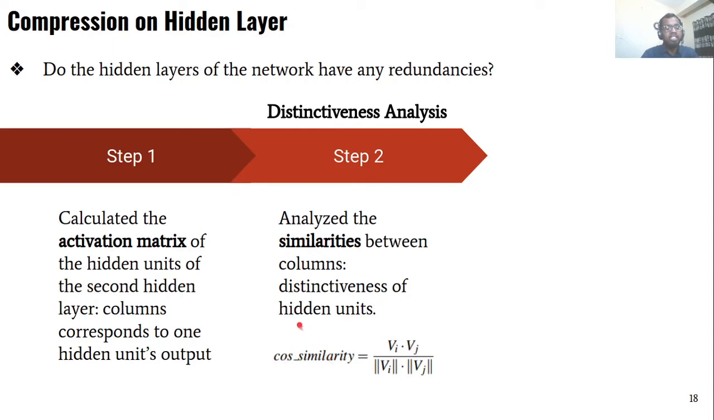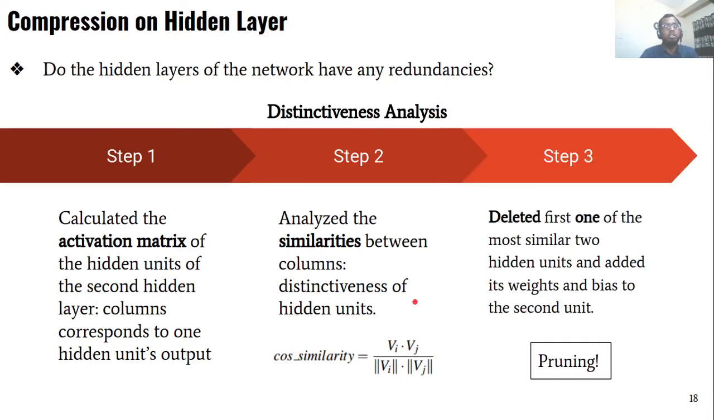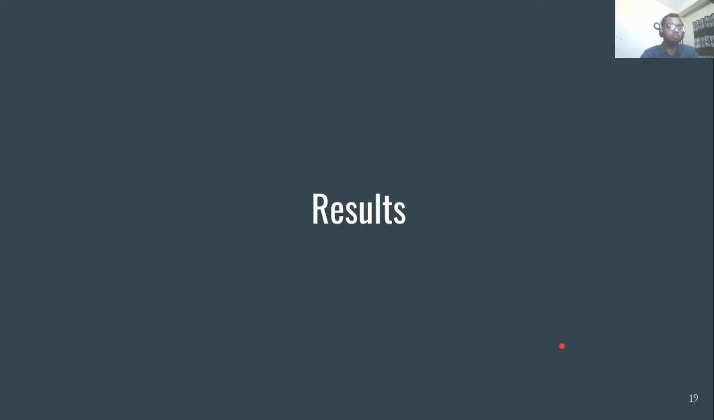Since they are the hidden units' outputs, we analyze the similarities, specifically cosine similarities, between those columns. This is the distinctiveness of hidden units. If that similarity is high, in those cases we delete one of them. Specifically we deleted the first one of the most similar two hidden units and added its weights and bias to the second unit. So this is our pruning process that we did on the second hidden layer.